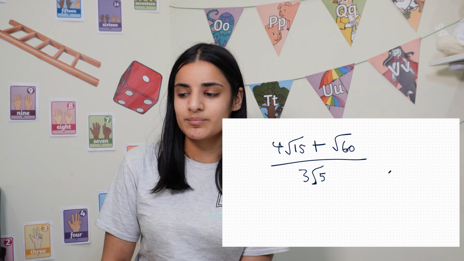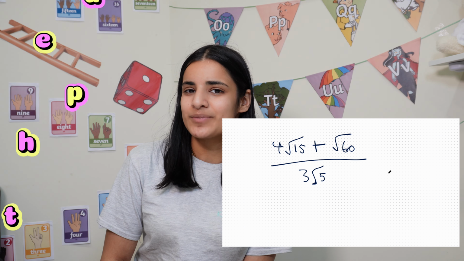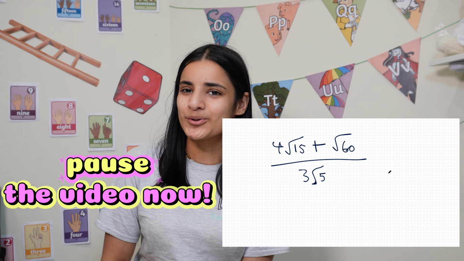Okay, so we've basically covered all there is to know about surds. Now I'm going to give you guys a question that puts all of what we've learned together into one question, and I want to see if you guys can give it a go and answer it. So here it is. We've got 4 root 15 plus root 60 over 3 root 5. Pause the video and try it for yourself, and then we'll go over it together.